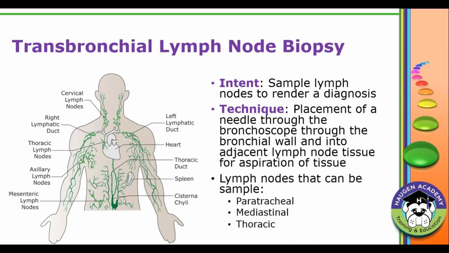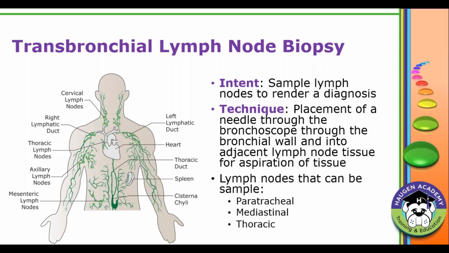Let's talk about lymph node biopsy. So, transbronchial lymph node biopsy. Transbronchial means we're going through the bronchus. We are puncturing outside of the bronchi into adjacent lymph node tissue, and this is usually done with a needle. A lot of times they will use a fine needle. So it's a fine needle aspiration of the transbronchial lymph node, or the thoracic lymph nodes.